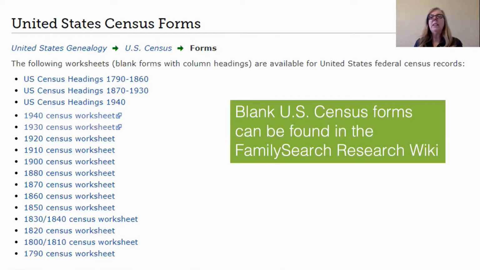If you would like to get copies of the census forms, you can use the FamilySearch Research Wiki and look for the article, United States Census Forms. These will be English versions, but they will help you understand the columns that are written in Spanish.